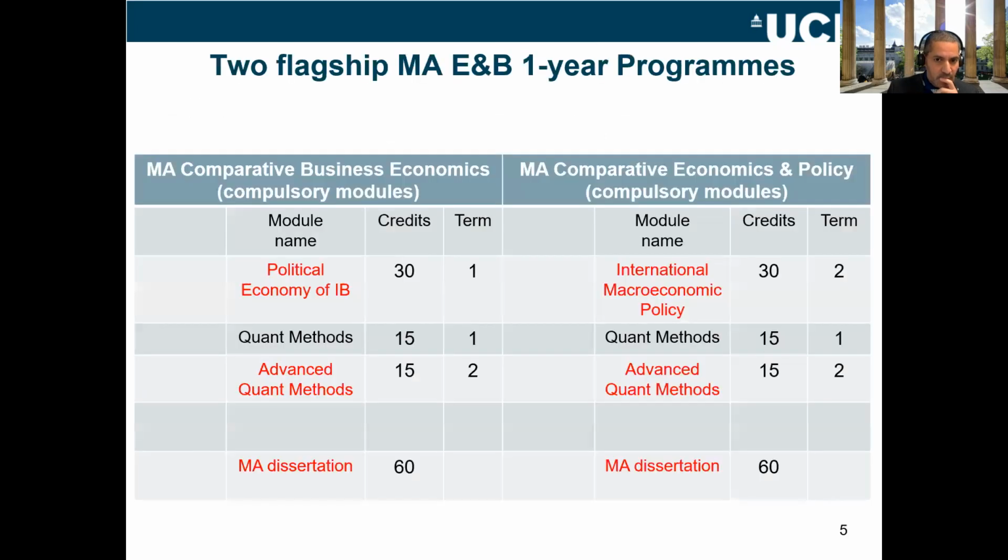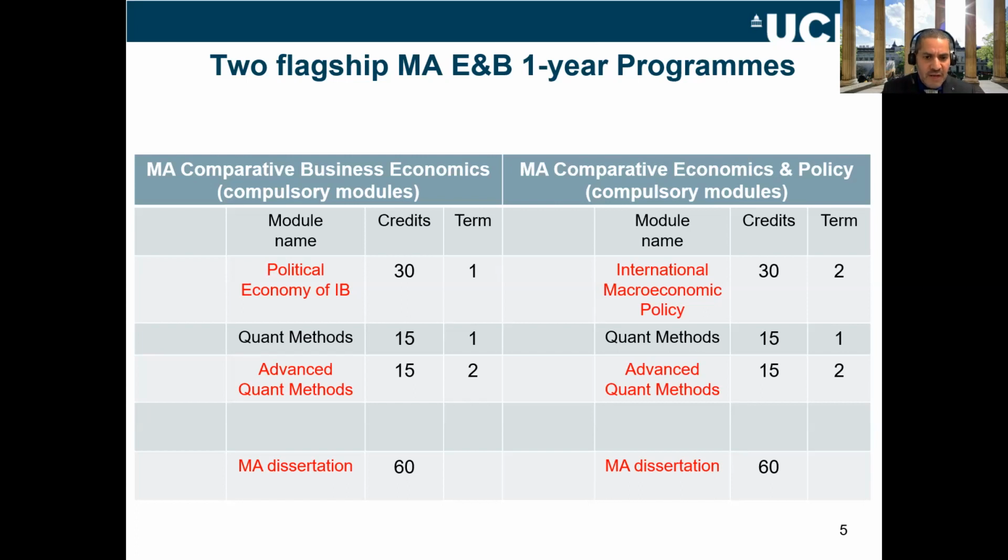So what about the programs that you're probably here to hear about? The programs that we offer are basically two main programs, okay? The so-called one-year programs. The Master in Comparative Business Economics on the left-hand side of the slide, and on the right-hand side, the Master in Comparative Economics and Policy. Just to give you an overview, the Master in Comparative Business Economics tends to be bigger in terms of number of students, whereas the Master in Comparative Economics and Policy tends to be more of a niche offer.